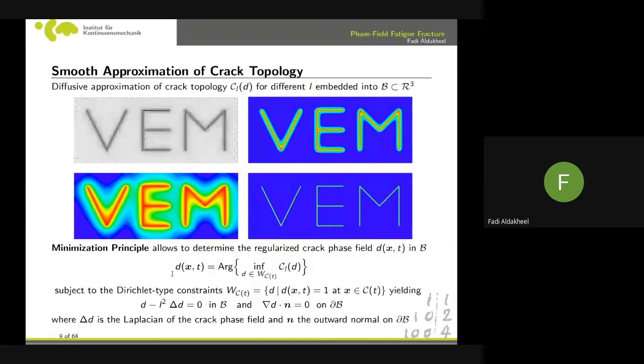And you end up with the, let's say, famous partial differential equation, which is to solve for the crack phase field, D minus L squared. Before we had D prime prime, right? Because we had only the X direction. Now we have X, Y, and Z. So we have to extend that with the Laplacian, right?